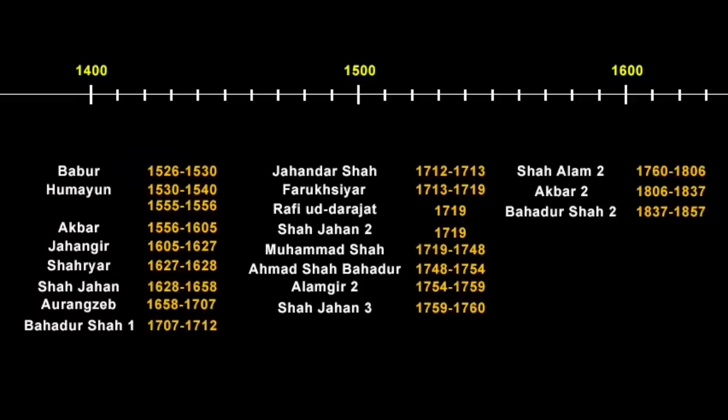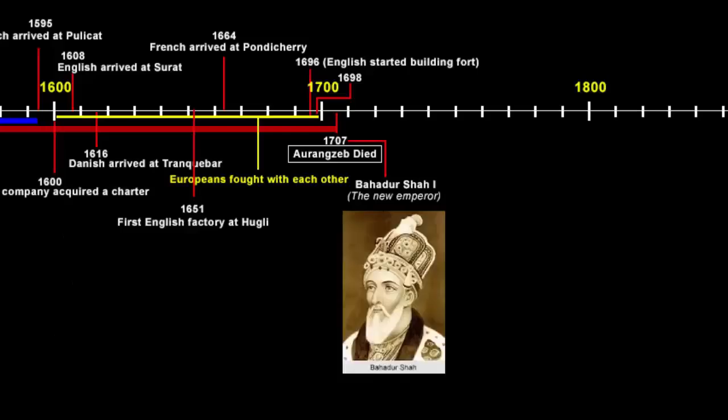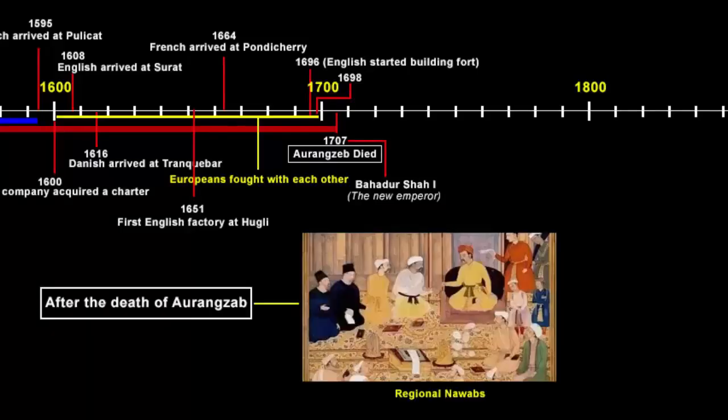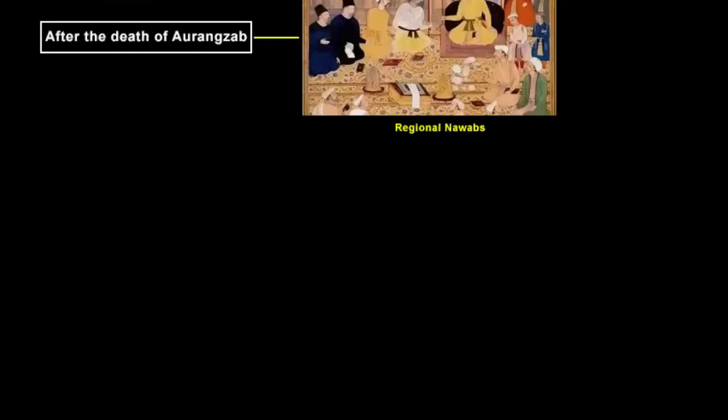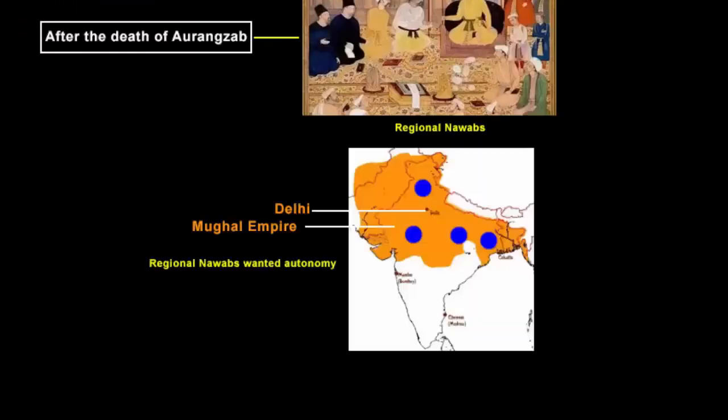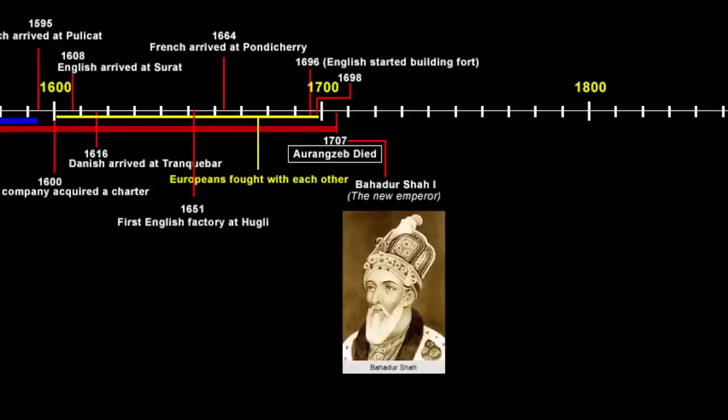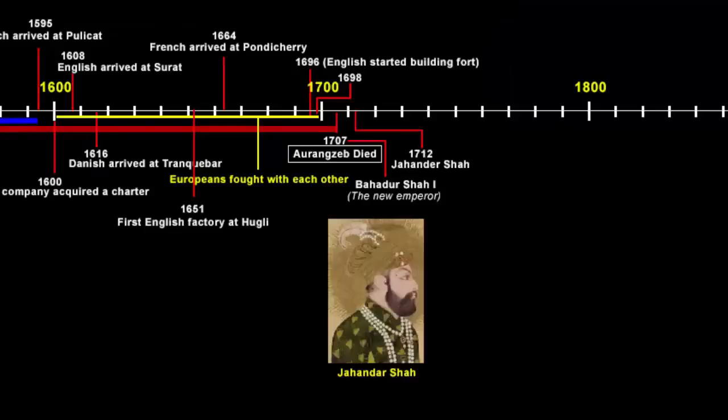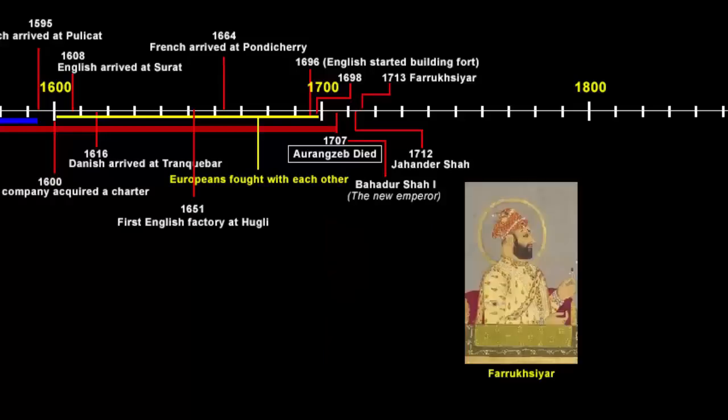You remember in the beginning I said Aurangzeb was the last powerful Mughal emperor? So after his death, Bahadur Shah I was the next Mughal emperor. But he was not that powerful, and the reason we can draw such a conclusion is that after the death of Aurangzeb, all the regional Nawabs wanted to execute their power and authority in their respective regions. So this clearly tells us that Bahadur Shah I was not as influential as Aurangzeb. After Bahadur Shah I, his son Jahandar Shah and after him Farrukhsiyar became the emperor. In a moment I'll tell you the role of Farrukhsiyar.